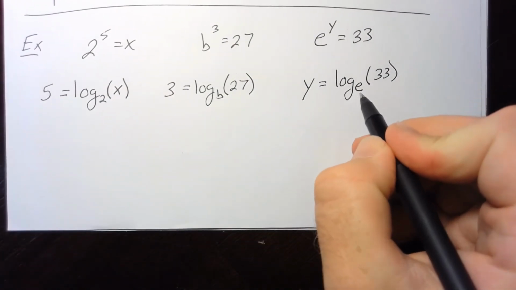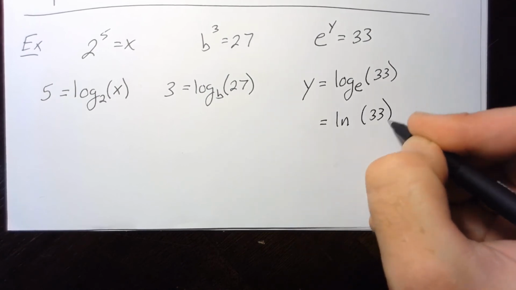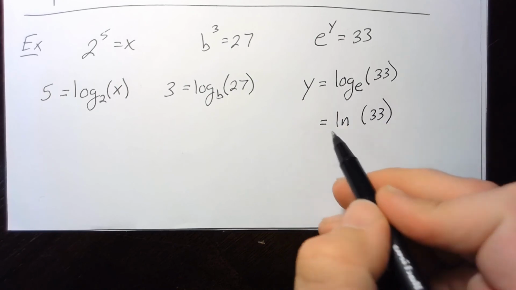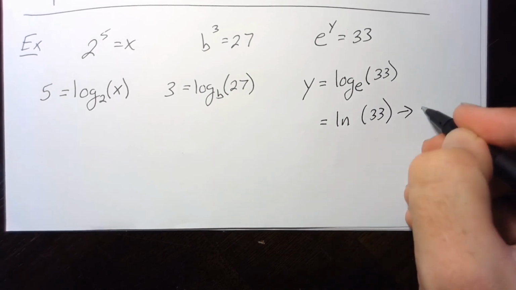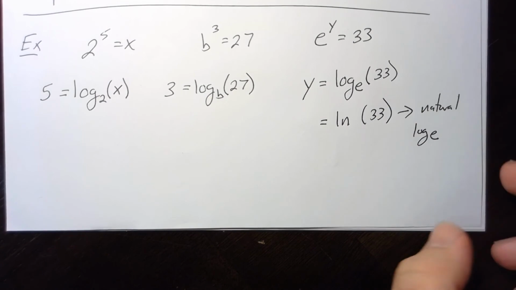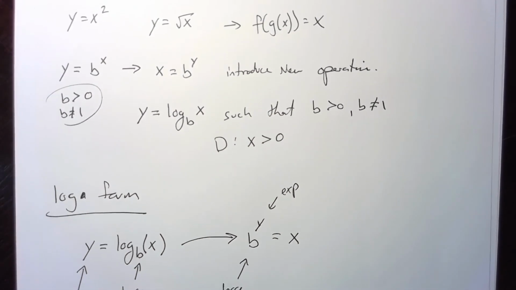Log base e is the same as ln of 33. Notice how I can drop the e and ignore the g, replace the o and the g with an n. This is what we call the natural log. Okay, and a natural log is really just a log of base e. So this is the basic understanding of what a log function is. It is the function that's supposed to undo an exponential function.